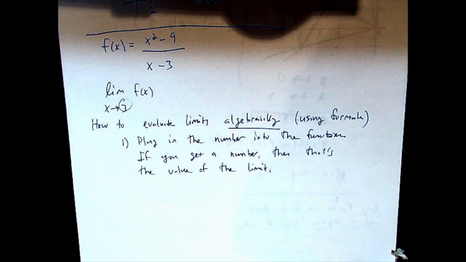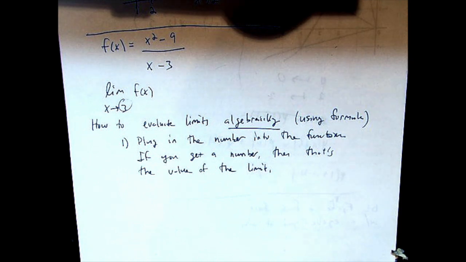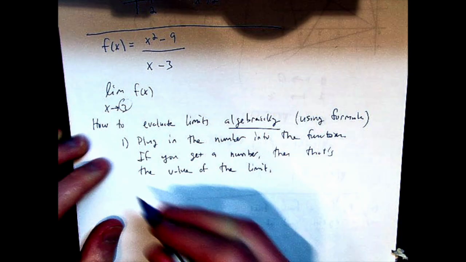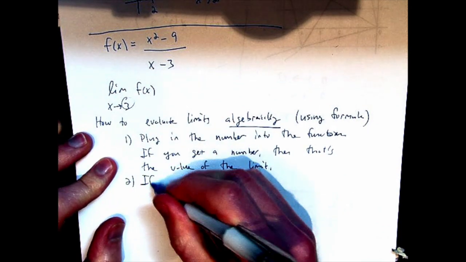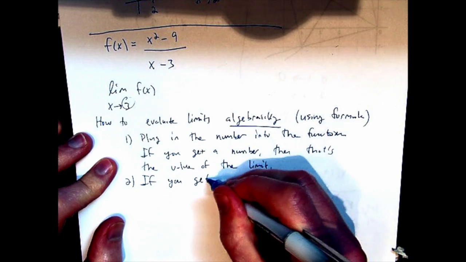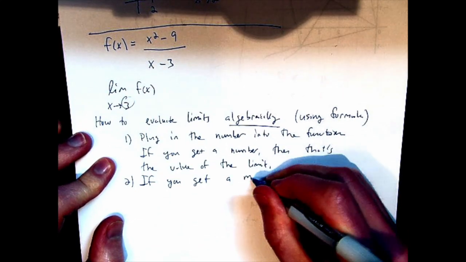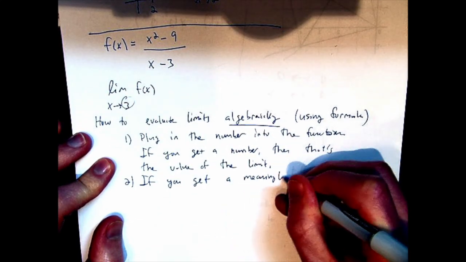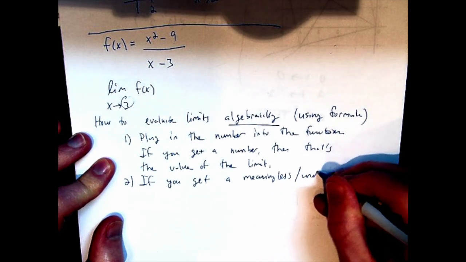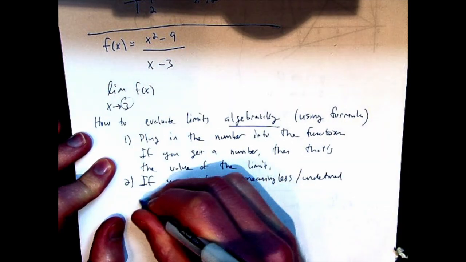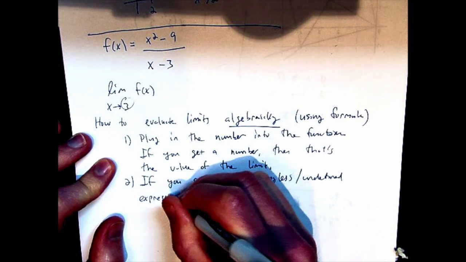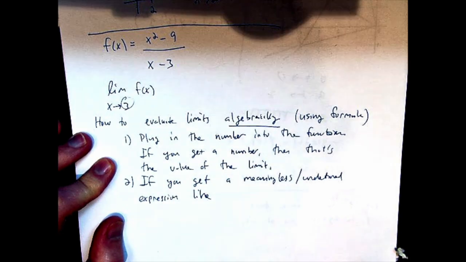You're probably wondering, well, of course you're going to get a number. What else could you possibly get? It turns out there is something else you could get. You could get some kind of meaningless, undefined expression. Okay, so this is the second component. If you get a meaningless, or I suppose if you prefer an undefined expression, like, and I'll give you an example.